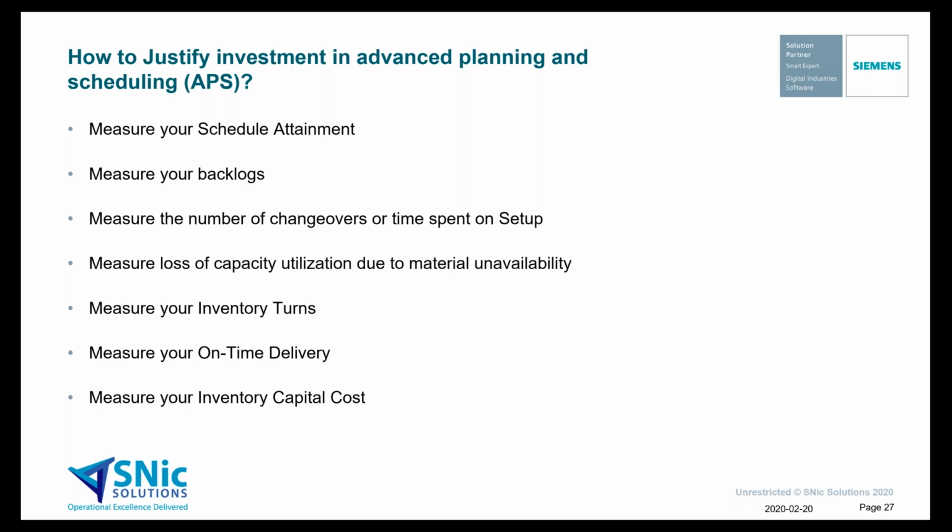Just look at the plan and then see actually what you're doing. If you're looking at numbers where your schedule attainment is 30%, 40%, 50%, or even 60 to 70%, that is an opportunity for justifying investment in APS.